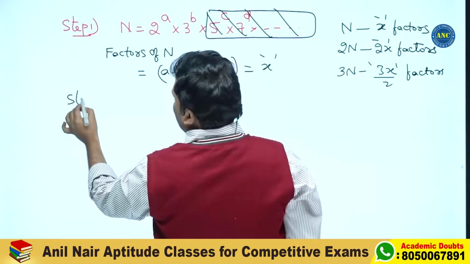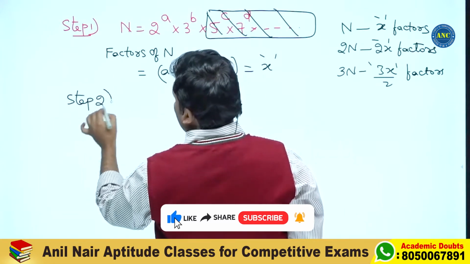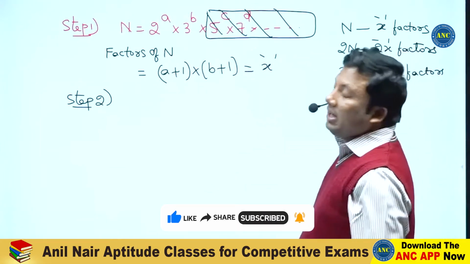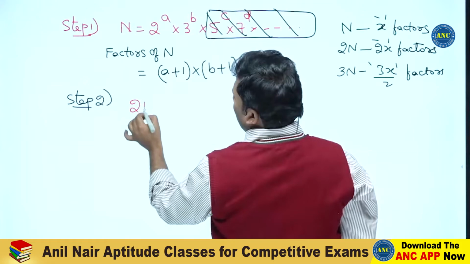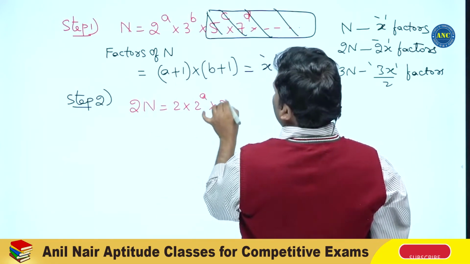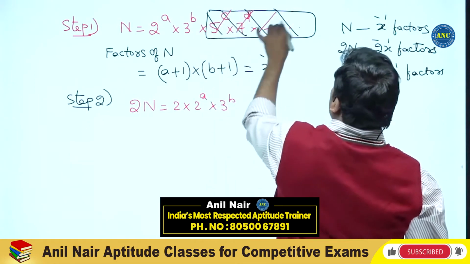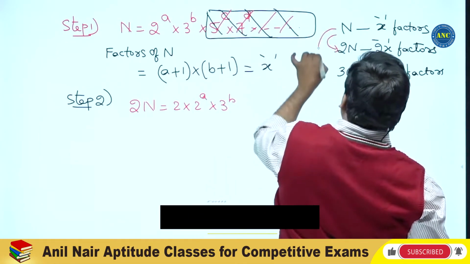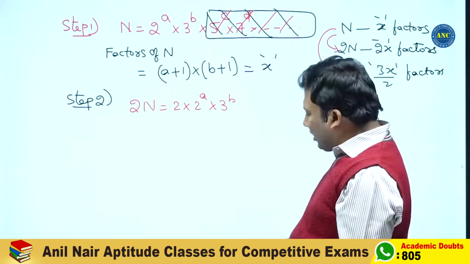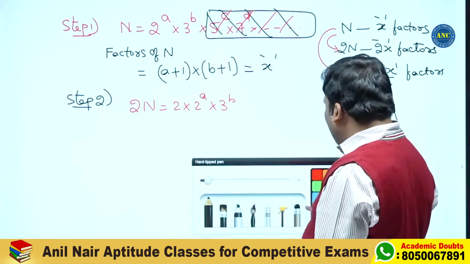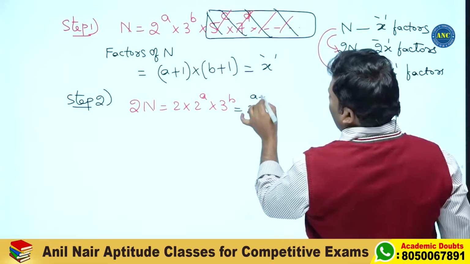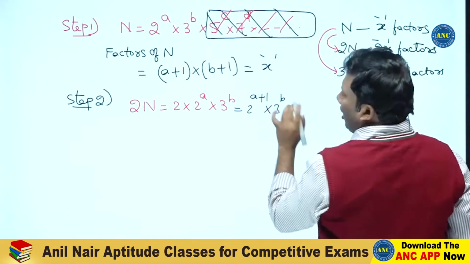Now, there are some hints that the question gave to get the answer. Step 2: the natural number is multiplied by 2. So if it is 2n, this will become 2 into 2 power a into 3 power b. Why are the other factors nullified? Because multiplying by 2 or by 3 changes the number of factors; the focus is only on 2 and 3. So this will become 2 power a plus 1 into 3 power b. Are you all with me?